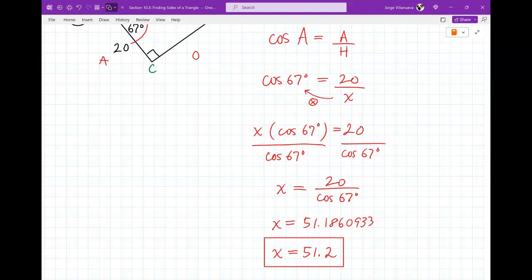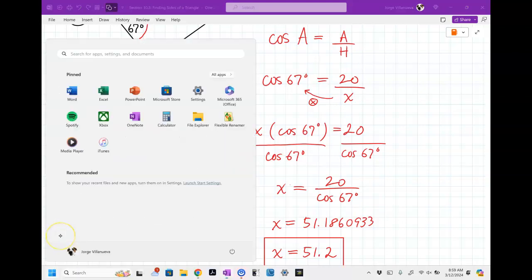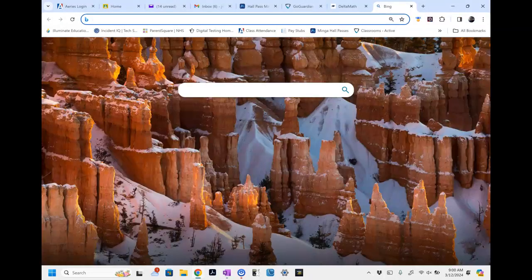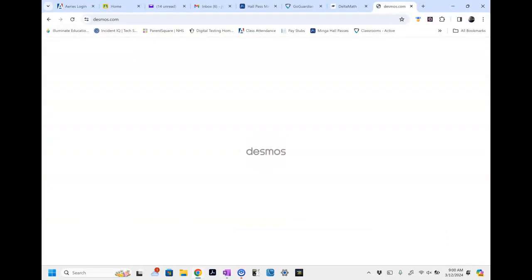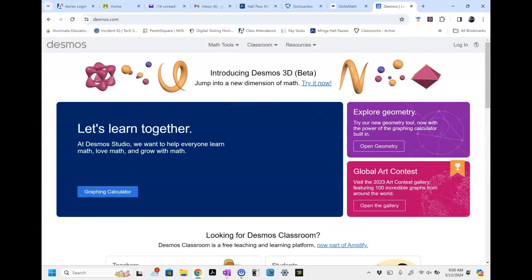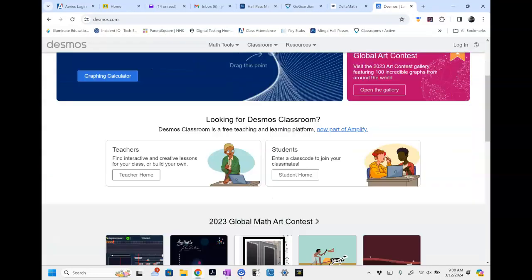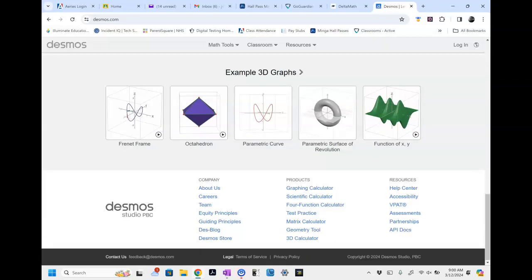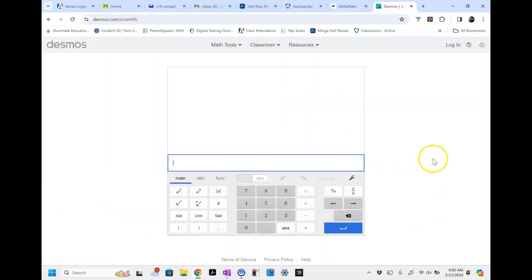Now, I'm just going to leave this in the video in case somebody's watching. Just give me a second. I'll come back to this. But if I go to Desmos, I know Desmos is considered a graphing calculator. But if you keep going down all the way here, you see where it says products? It says scientific calculator. So you can go to that, and it basically is a scientific calculator.